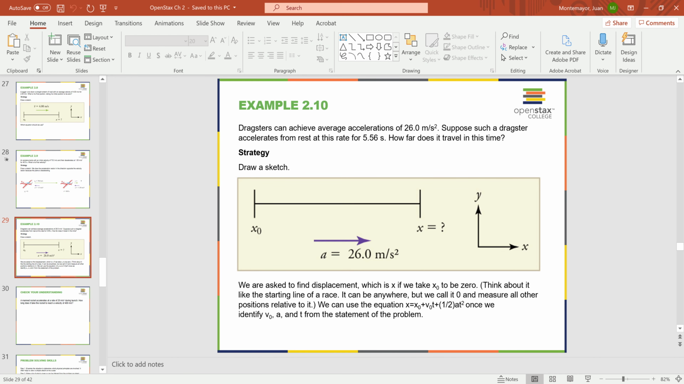So for example 2.10, we have dragsters can achieve average accelerations of 26 meters per second squared. Suppose such a dragster accelerates from rest, so 0, at this rate for 5.5 seconds. How far does it travel in this time? All right.